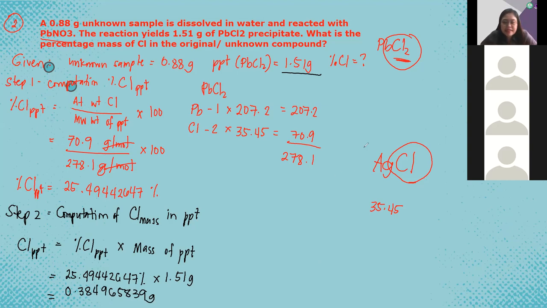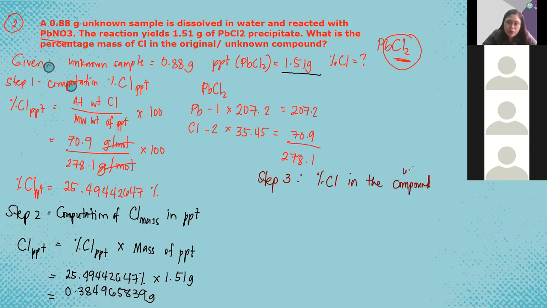Kanina kasi percent lang ng chloride sa sample natin. Ngayon alam na talaga natin kung gaano siya kadami in grams. Yung chloride, ha, in the precipitate. So pag alam na natin, class, kung gaano kadami si chloride sa precipitate natin, we can proceed sa step 3, which is now the computation of the percent chloride in the compound mismo or sa unknown compound natin.